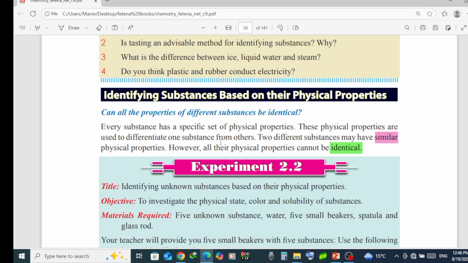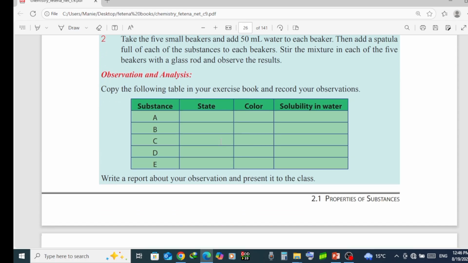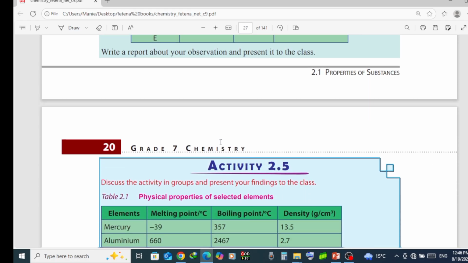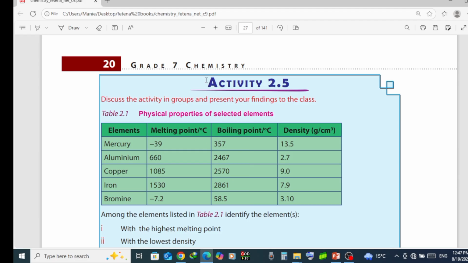All right. This is also another experiment that you have to see in your class. Now let's come to the activities. Discuss the activity in groups and present your findings to the class. Of course, this is also to be done in the classroom.